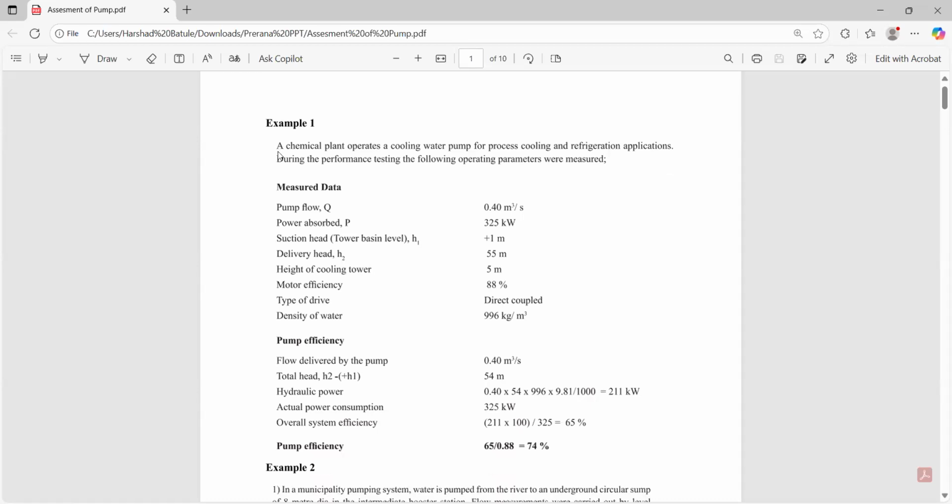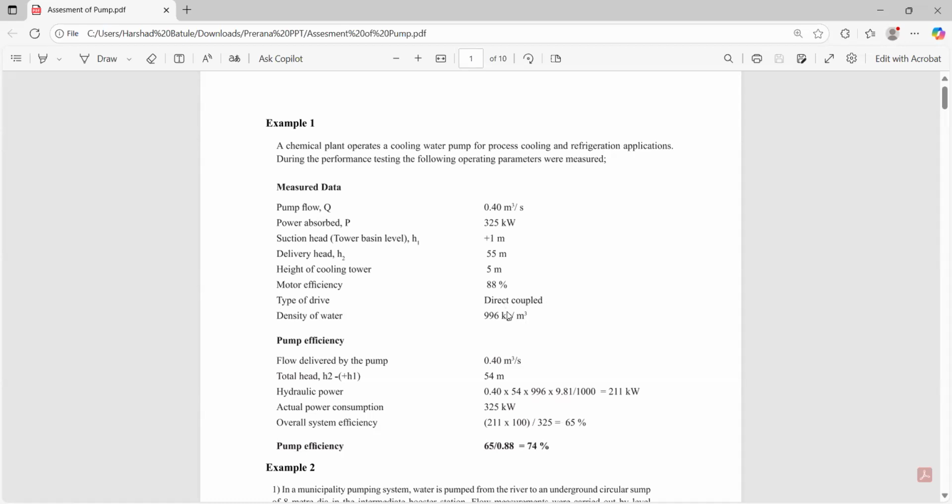A chemical plant operates a cooling tower cooling water pump for process cooling and refrigeration applications. During the performance testing, the following operating parameters were measured. Pump flow is 0.40 meter cube per second. Power absorbed is 325 kilowatt. Suction head, tower basin level, is given as H1, plus 1 meter. Delivery head, means discharge head, is H2, 55 meter. Height of cooling tower is 5 meter. Motor efficiency is 88%. Type of drive is direct coupled. Density of water is 996 kg per meter cube.